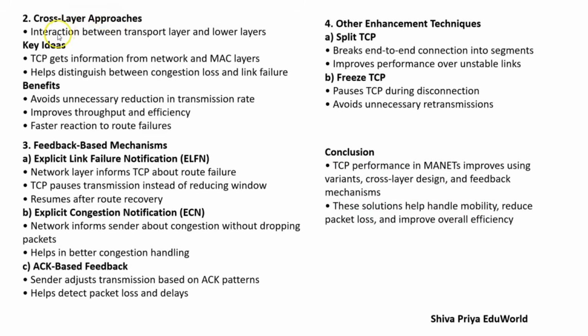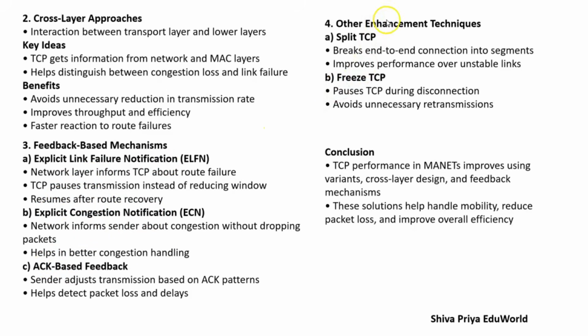Cross-layer approaches. It is the interaction between the transport layer and lower layers. Between these two, there will be an interaction, right? That interaction is called cross-layer approaches, and TCP gets information from the network and MAC layers. It helps to distinguish between congestion loss and link failures. The benefits are it avoids the unnecessary reduction in transmission rate, it improves throughput and efficiency, and gives faster reaction to route failure. And we have three feedback-based mechanisms: explicit link failure notification, explicit congestion notification, and acknowledgement-based feedback.